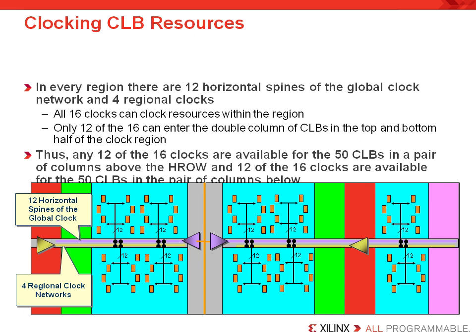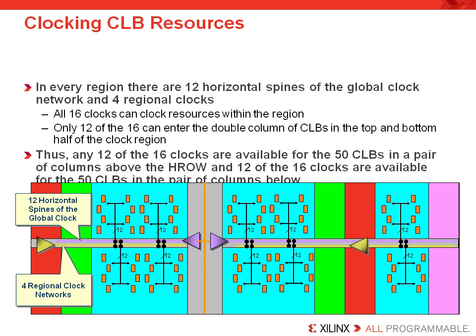In every clock region there are 12 horizontal spines in the global clock network and 4 regional clocks. That makes a total of 16 clocks. Now, all 16 can clock resources within that clock region, but only 12 of the 16 can enter the double column of CLBs in the top and bottom half of the clock region.